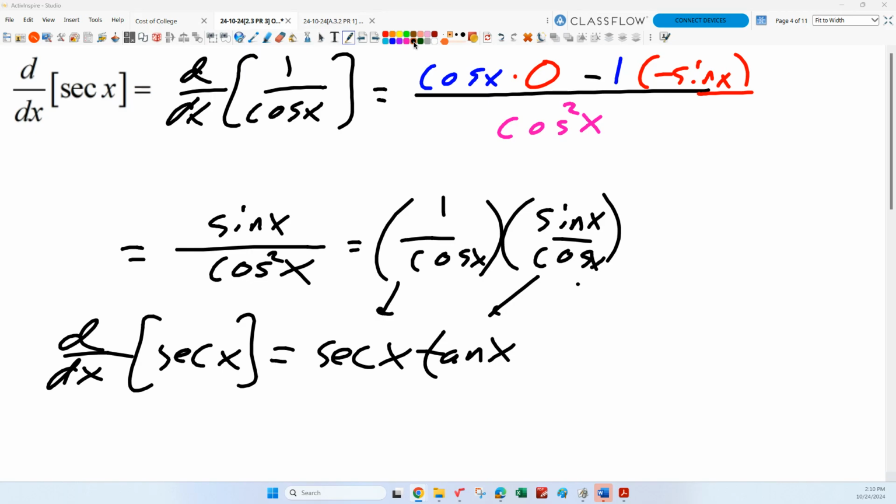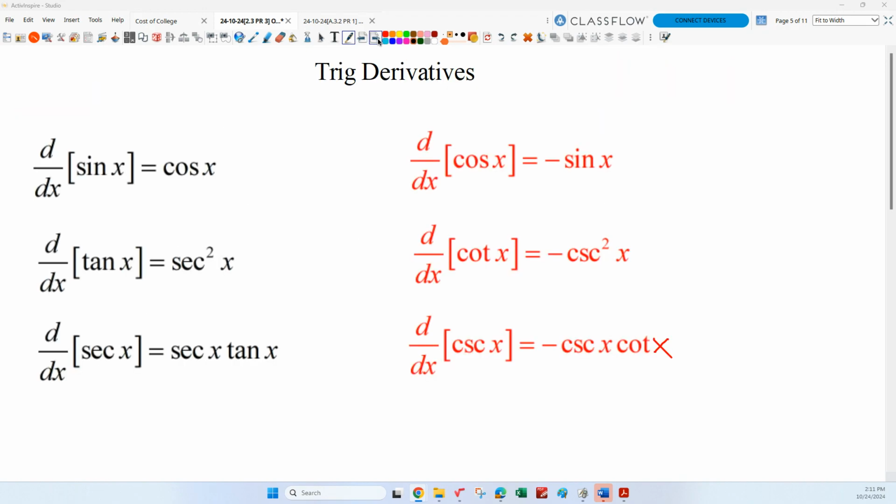We could do the same thing for the reciprocals of those two if we wanted to. We could have done cosecant or cotangent, and we would have ended up with very similar results. Here are the derivatives of all 6 trig functions. You already knew the base ones. Derivative of sine is positive cosine. Derivative of cosine is negative sine.